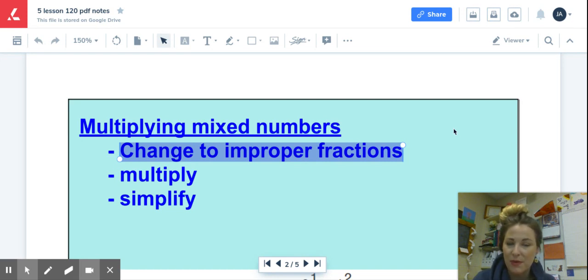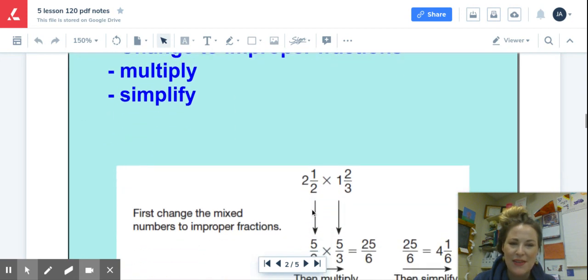What you need to do first, before you can do any type of multiplying of mixed numbers, is change them to improper fractions. Then you'll multiply just like you would multiply fractions. And then, of course, this here on the end where it says simplify, that's just what good mathematicians do. Before you're done with a fractional answer, you always simplify. So just to talk through that a little bit.